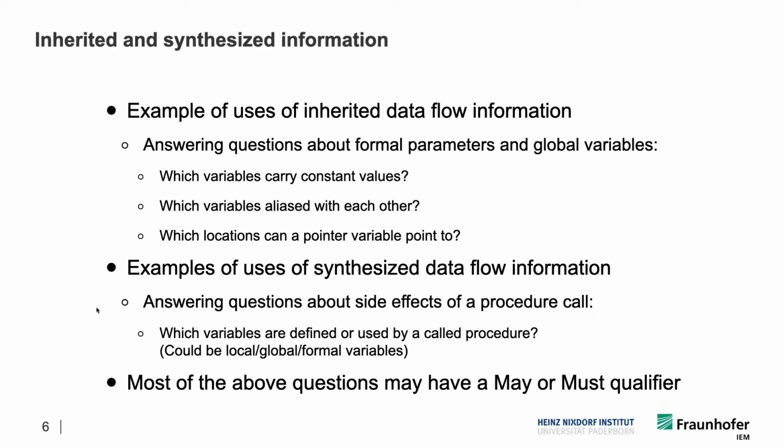Also, an important side note, most of the above questions can have a may or must qualifier, right? So that means you can have inherited must information, for instance, a must constant information, or may constant information. I'm not sure if that makes sense in that particular combination, but you could think of something like that. In general, you can combine this as you please. And in the previous lecture, we already talked about how this can be achieved using must alias analysis and strong updates, for instance.